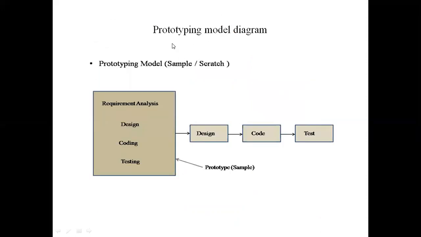And then comes our prototyping model. If you observe the diagram of the prototyping model, basically you are going to perform only four phases. The first phase is requirement analysis, the second is design, the third is coding, and the last one is testing. Here you can see that maintenance and implementation are missing.